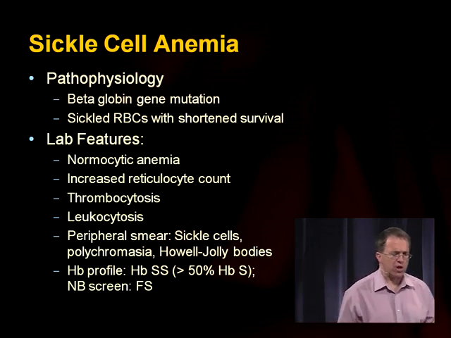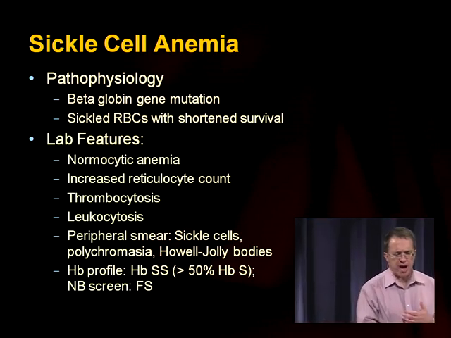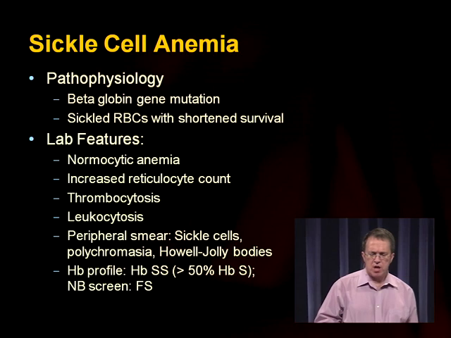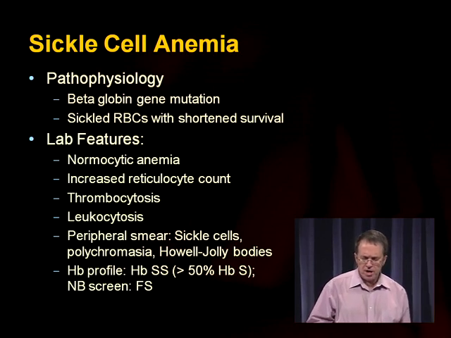So, to make up for that and maintain some kind of steady state hemoglobin level, the bone marrow has to work very hard. And many of those growth factors just have some kind of cross reactivity such that you're going to increase the platelet production as well as the white cell production. Again, on a sickle cell smear, we can see sickle cells, polychromasia, as well as some Howell-Jolly bodies, and occasionally target cells as well, especially with hemoglobin SC.